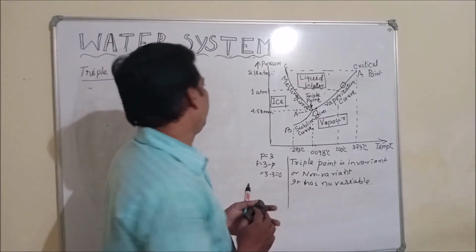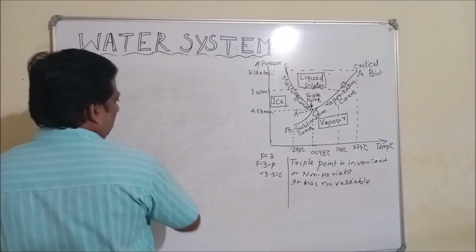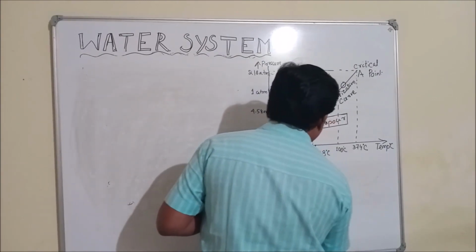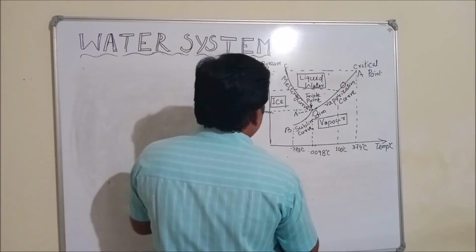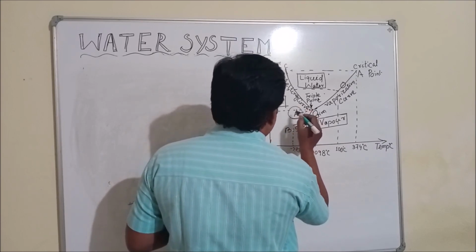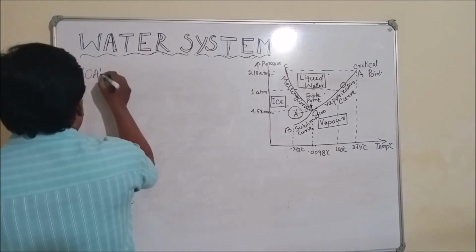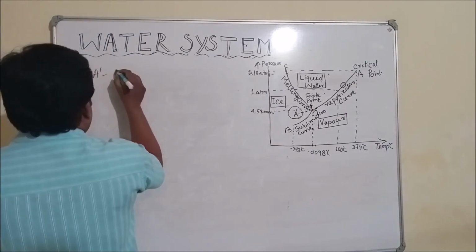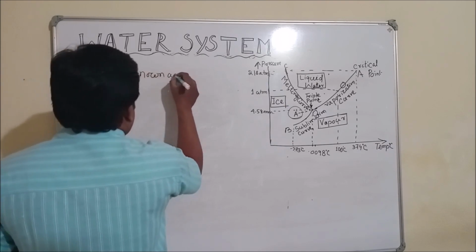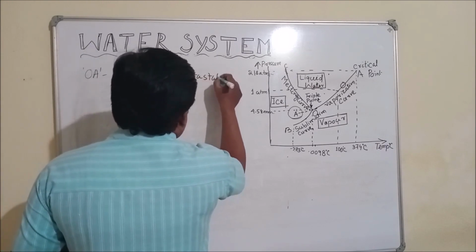Now we will discuss the metastable curve. Now metastable curve OA dash. So this is your OA dash. You see here OA dash. Okay. So OA dash is called the metastable curve.